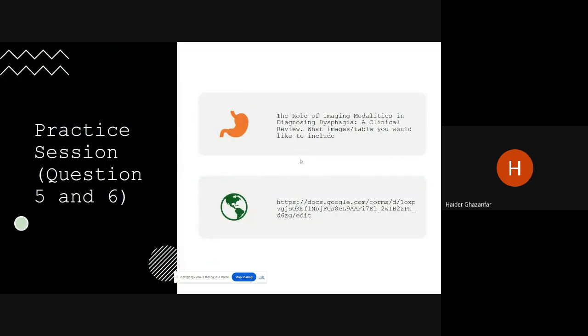So this is the last practice session. It has 2 questions, 5 and 6. The only reason to include this practice session is to see if you guys can make your own review article, and if you're able to make your own structure for that review article. I will give you guys 10 minutes for this part. The topic you can choose on your own, and then basically you try to include the heading and subheading. Let's start from there.